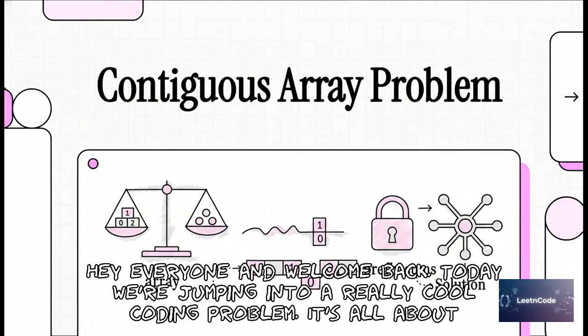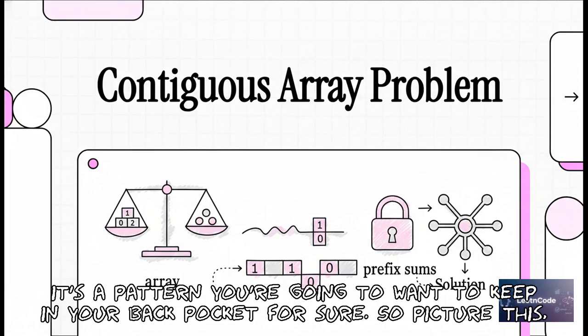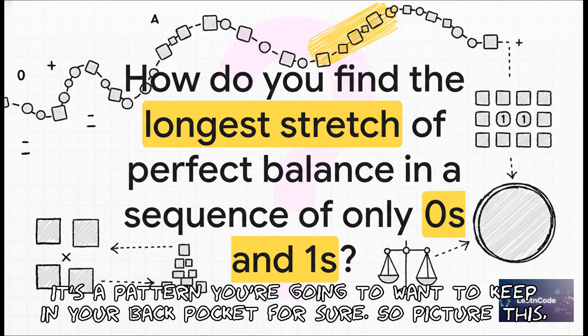Today, we're jumping into a really cool coding problem. It's all about finding perfect balance in a sea of zeros and ones. It's such a clever puzzle, and the solution, it's a pattern you're going to want to keep in your back pocket for sure.